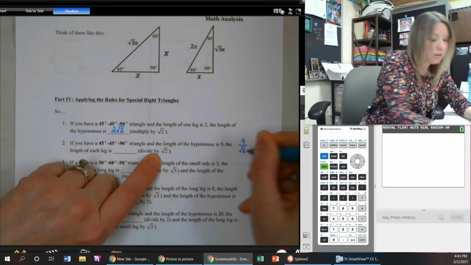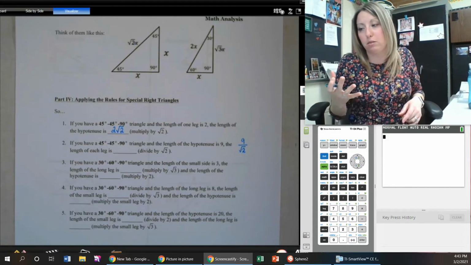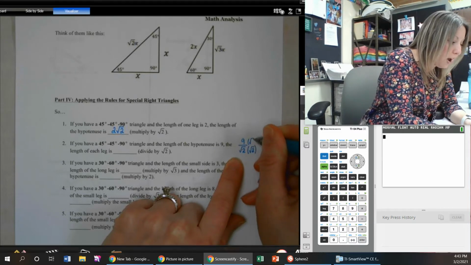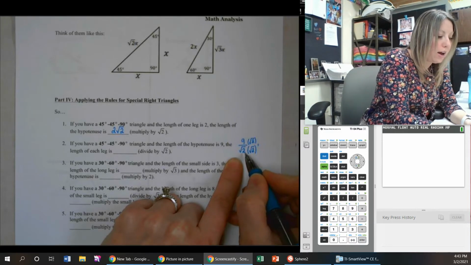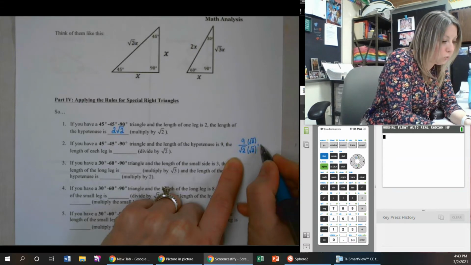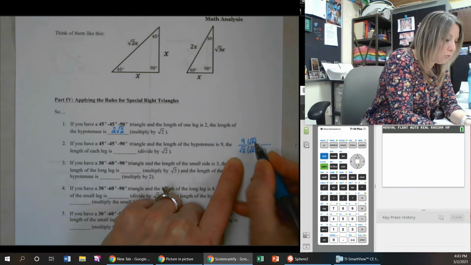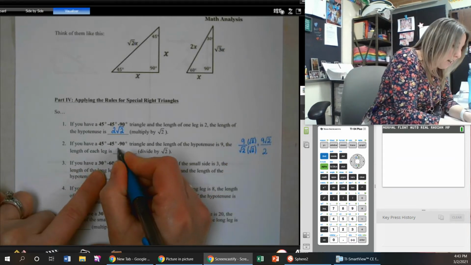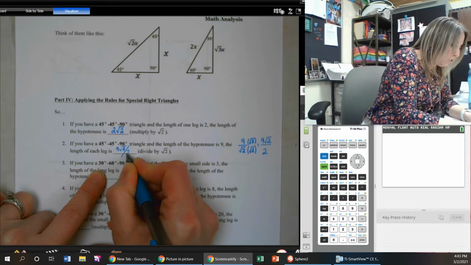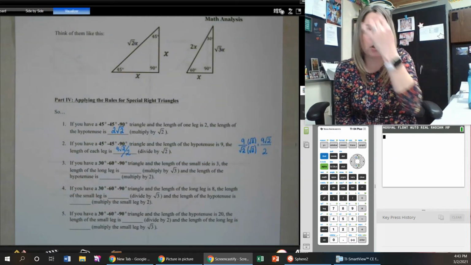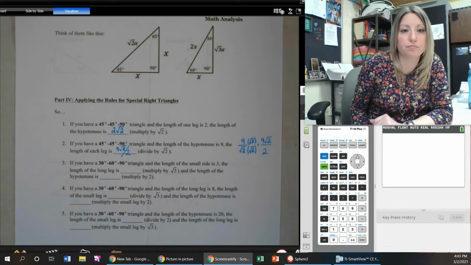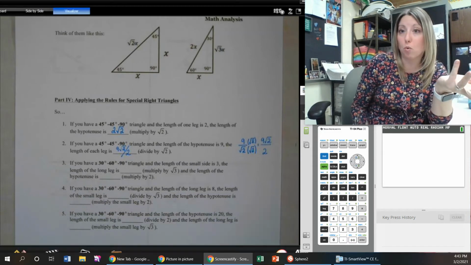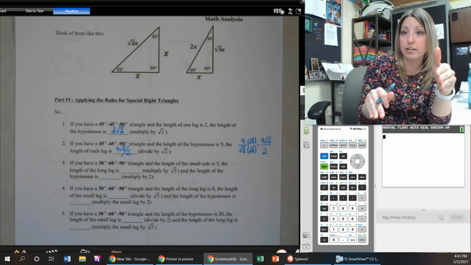Now, here's where our radical work comes into play. You can't leave a radical in a denominator, so you have to rationalize this. So radical 2 times radical 2 is radical 4. Square root of 4 is 2. 9 times radical 2 is on top. This is the length of that side. 9 radical 2 over 2. Probably should have left myself a little more space in that. Now, those were kind of easy with only one blank because if you know one leg, you know the other in a 45, 45, 90.